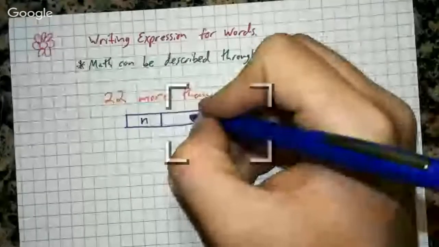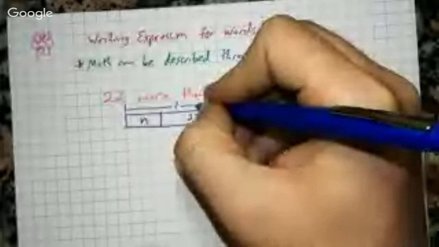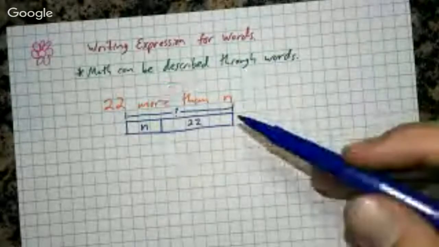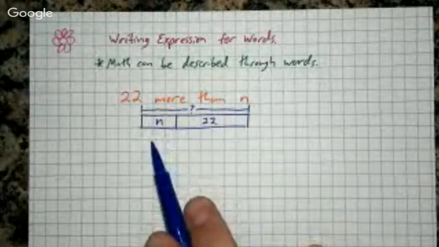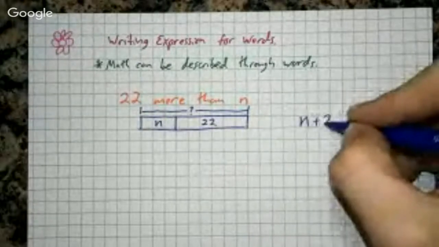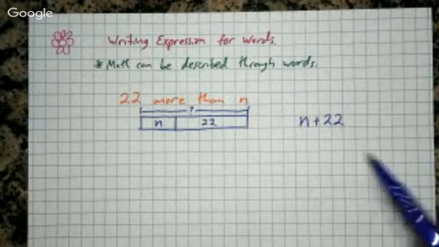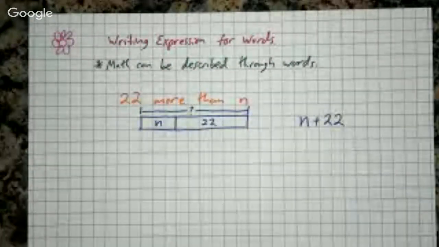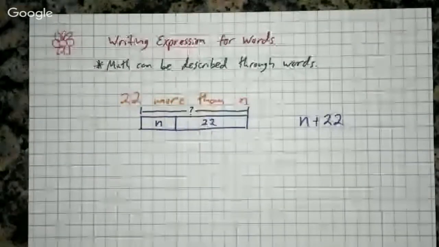Now, what we can do is say n is this part, 22 is this part. This is what we're asking about. Now, we don't have to solve this because we don't have enough information to solve it. We just want to see that that's what it's asking. 22 added on top of n, which would give us n plus 22. If we want 22 more than n, that means it's an addition problem. And that's going to be our answer right there, n plus 22. Now, as we can see, that was all because it said more than.